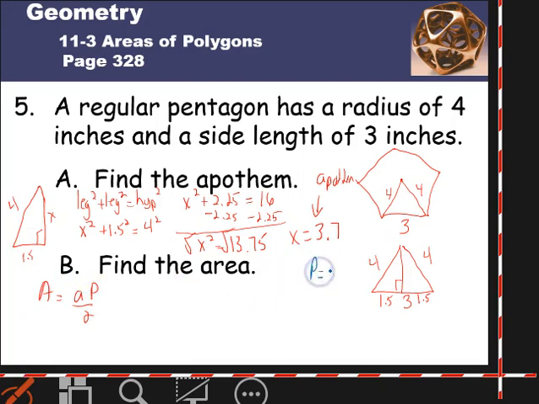So the perimeter is, there are 5 sides, because it's a pentagon, and the side lengths are 3. So 5 times 3, which is 15. So my area is the apothem, which is 3.7, times the perimeter, which is 15, divided by 2. So on my calculator, I'm going to do 3.7 times 15 and divide by 2. And I get 27.75. And that is the area.